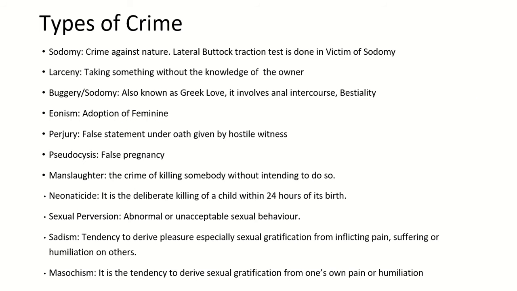Now, the various types of crime include sodomy, that is crime against nature; larceny, taking something without the knowledge of its owner; buggery or sodomy, which involves anal intercourse; eonism, adaptation of feminine character; perjury, a false statement which is given under oath by hostile witnesses. Hostile witnesses are false witnesses.